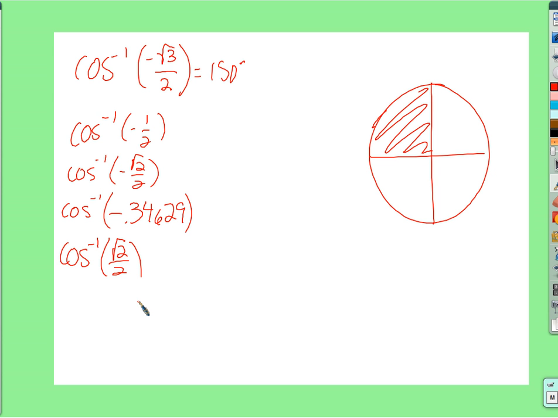What angles can you find in here? Any others? 15. And then all those coterminal angles, and you go around and around the circle. So what's your choice? What's going to be the one answer for this? 45. Makes sense. You like the range of 0 to 90.